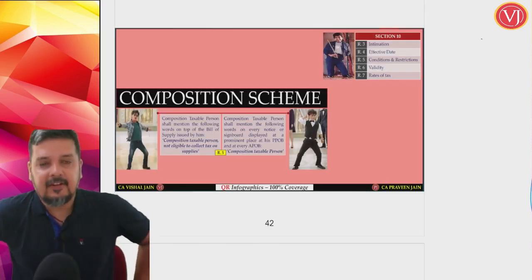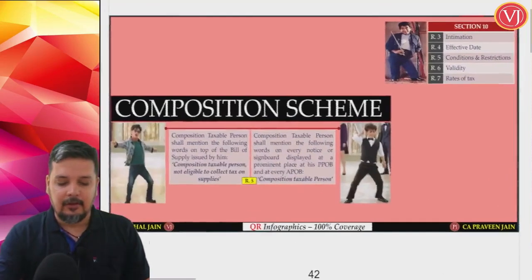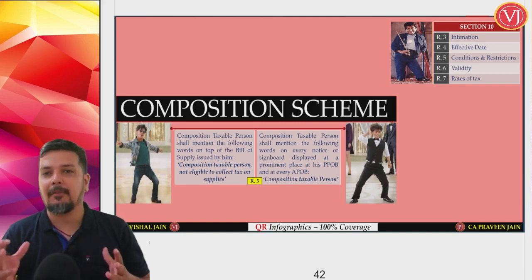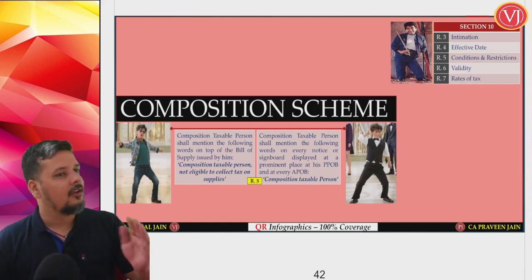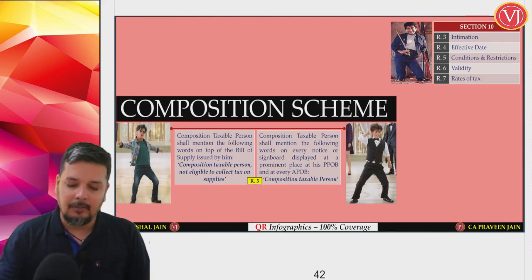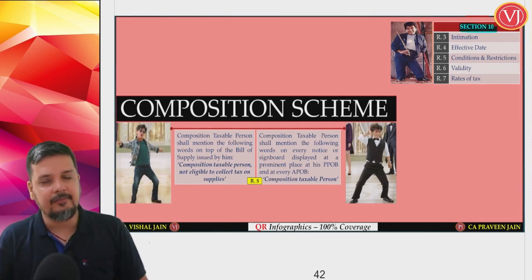Composition scheme is discussed entirely in section 10. Now, when you talk about your composition scheme, it is a simplified scheme. The scheme is simplified because not everyone will be able to comply with complicated provisions of GST law. If your turnover is very small, don't take registration. If it is a bit bigger, you can go for composition scheme.